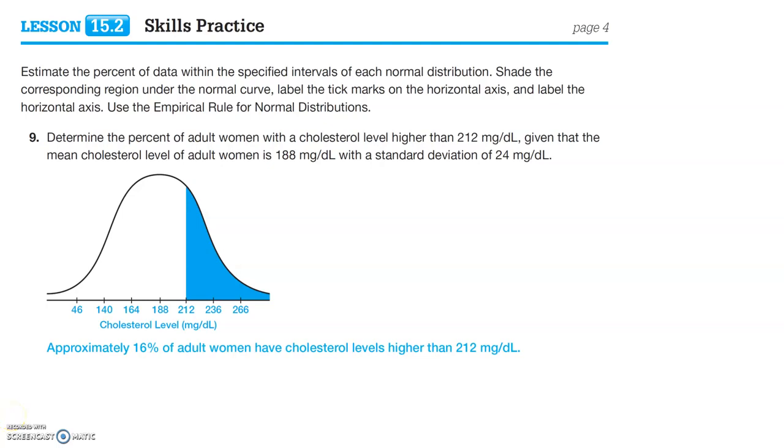For the last review that I want to do, I want to show you how to shade the regions of the standard deviations when you're asked to do that. So it says here, estimate the percent of data within the specified intervals of each normal distribution, shade the corresponding region under the normal curve, label the tick marks on the horizontal axis, and label the horizontal axis. Use the empirical rule for normal distributions.